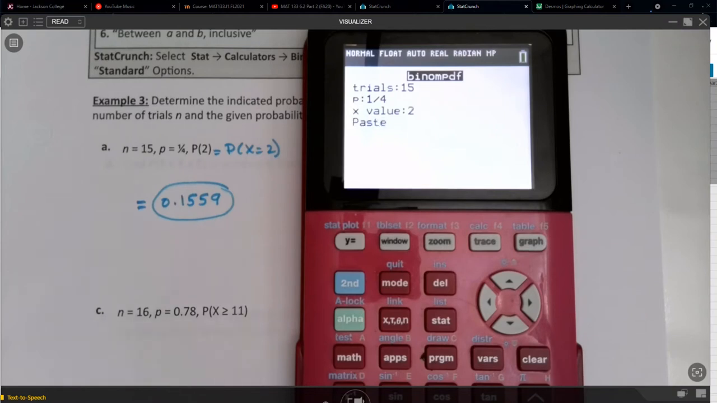You go to paste, you press enter, and it takes you to the main screen, and it has pasted it in, and then we want to run it, so we press enter again.